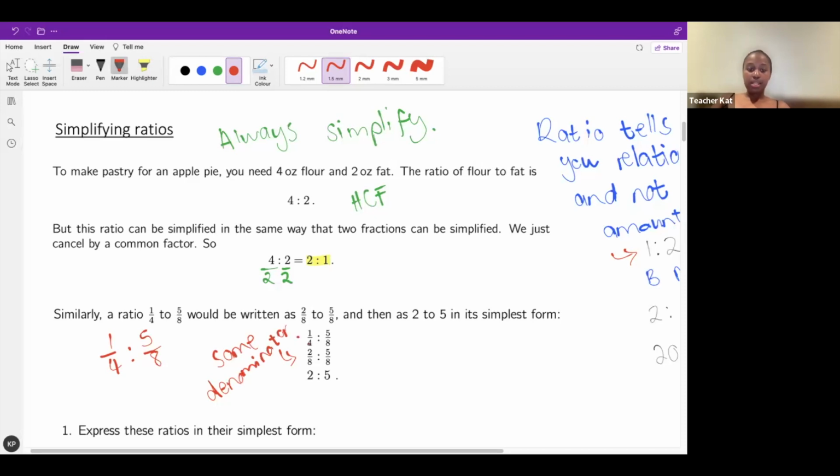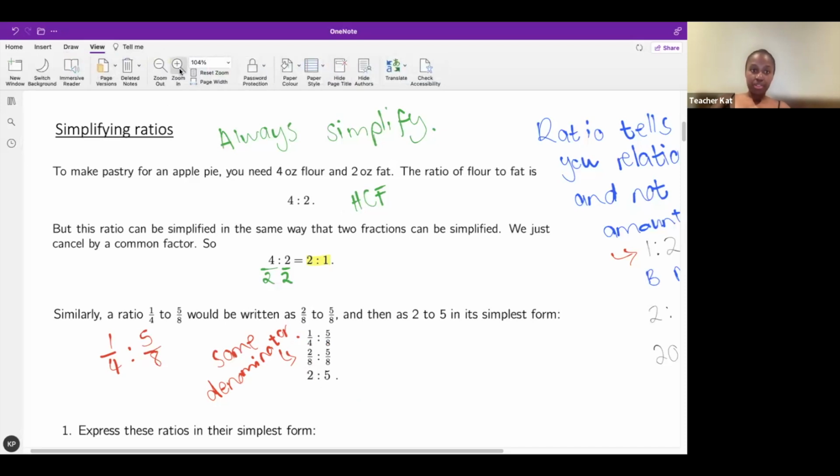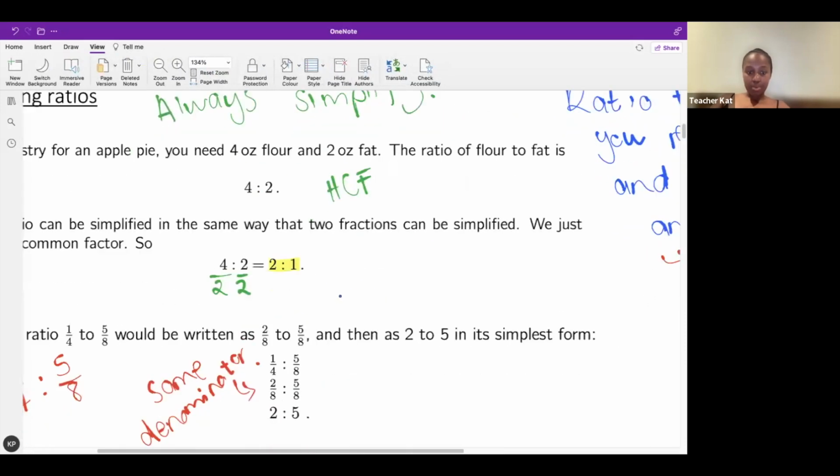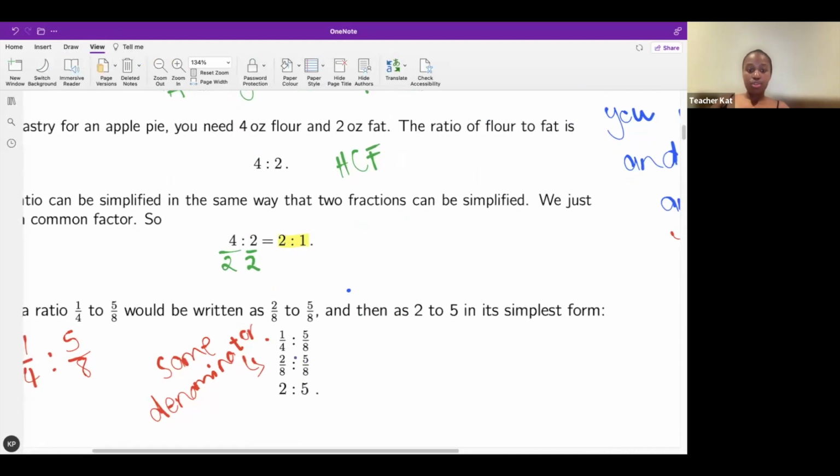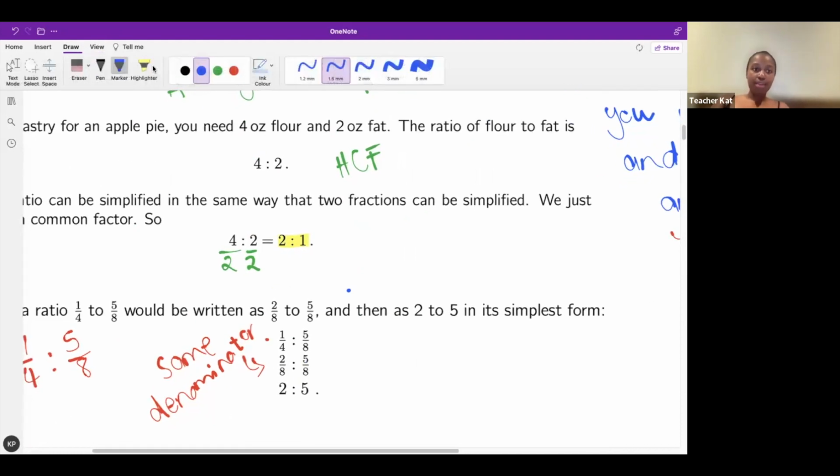Okay, so I'm going to take this 1 over 4 and change it to an equivalent fraction that has a denominator of 8. That's how we ended up with 2 over 8 to 5 over 8. And once you have that same denominator, you can quite literally just get rid of it, and your numerators will be the ratio.